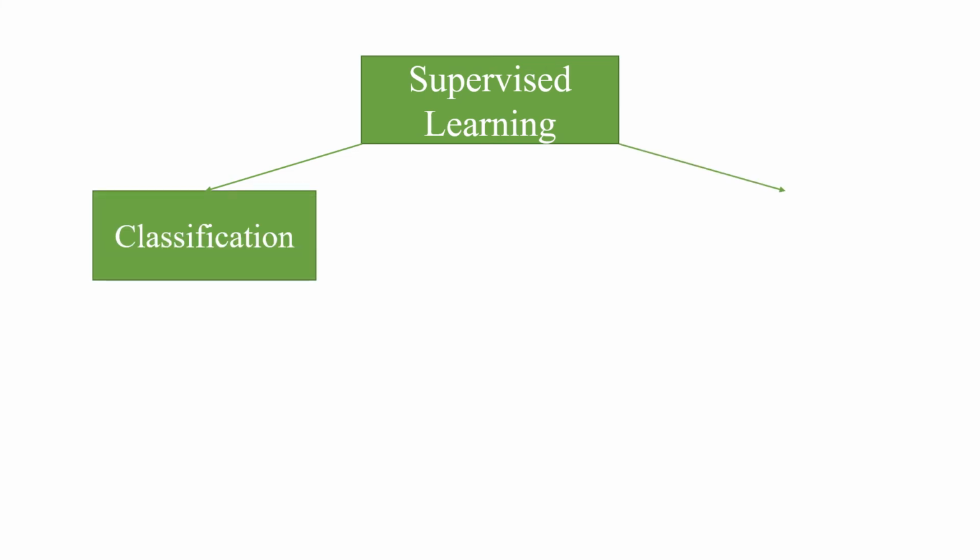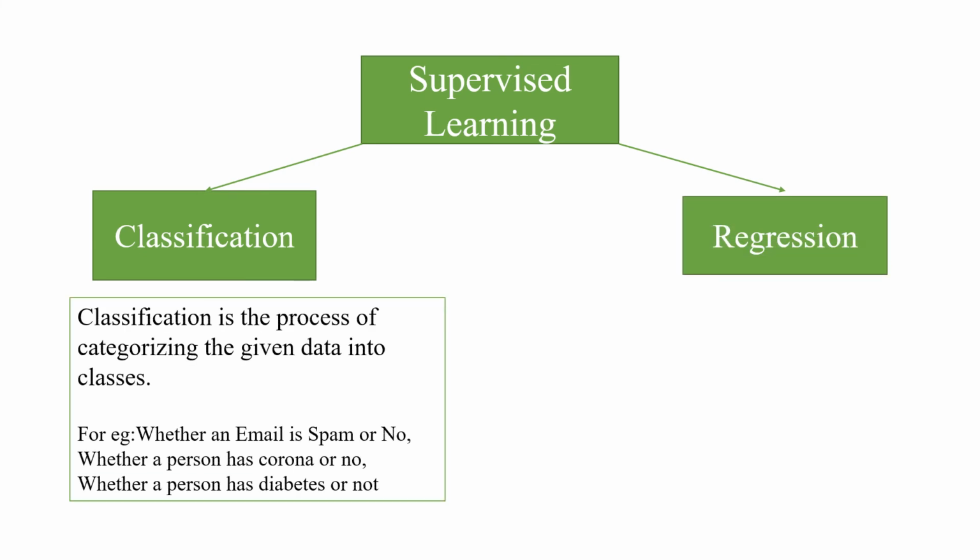Supervised learning is divided into classification and regression. Now, what exactly is classification? Classification is a process of categorizing the given data into classes. For example, if we want to identify whether an email is spam or not, this is a classification. Whether a person has corona or not, this is again a classification. Whether a person has diabetes or not.